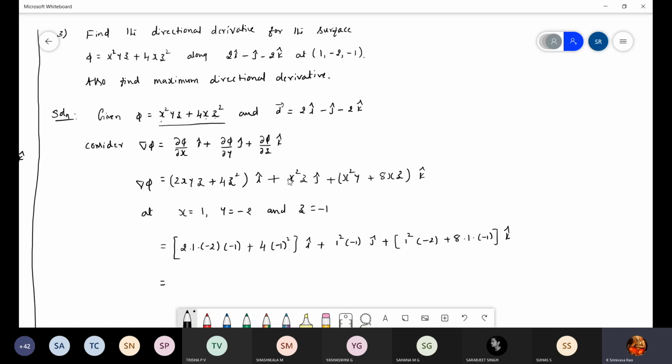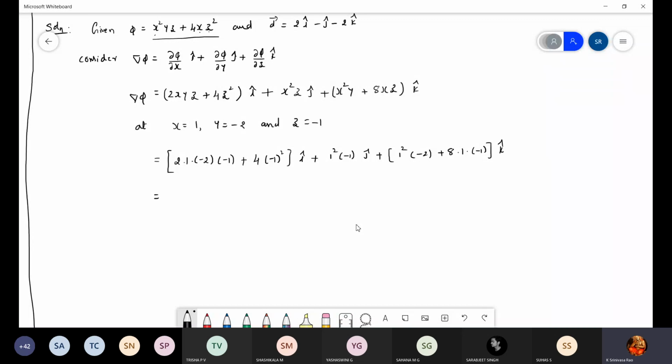Now calculate and write the direct value of the coefficients of i, j and k. First term: 8 i cap. Then minus j cap, and minus 10 k cap. So this is grad phi. Let it be grad phi as it is.